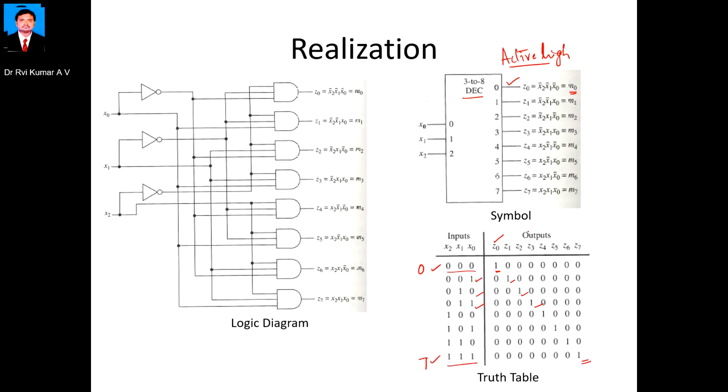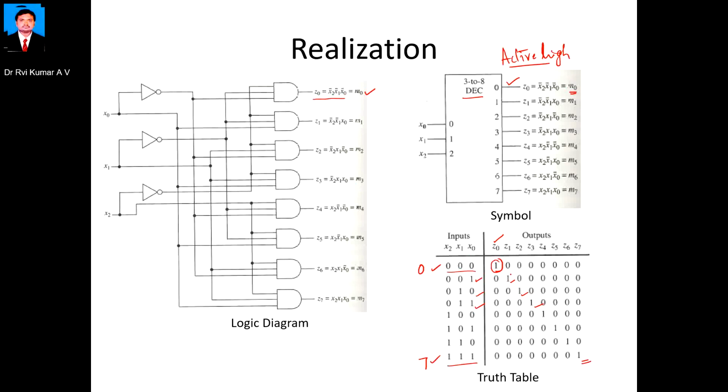So this can be represented in an equation. Let me say Z0, how can I write Z0? Z0 is equal to X0 bar, X1 bar and X2 bar. That is what we represented here. That is totally the minterm M0.